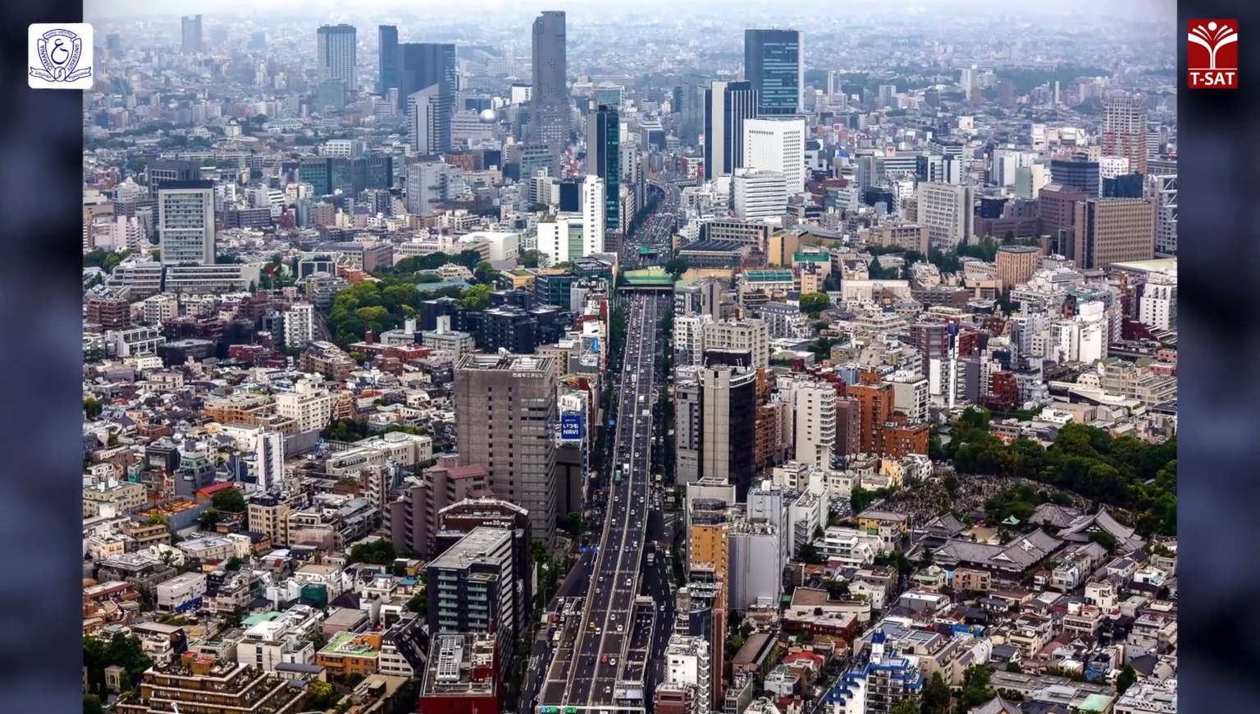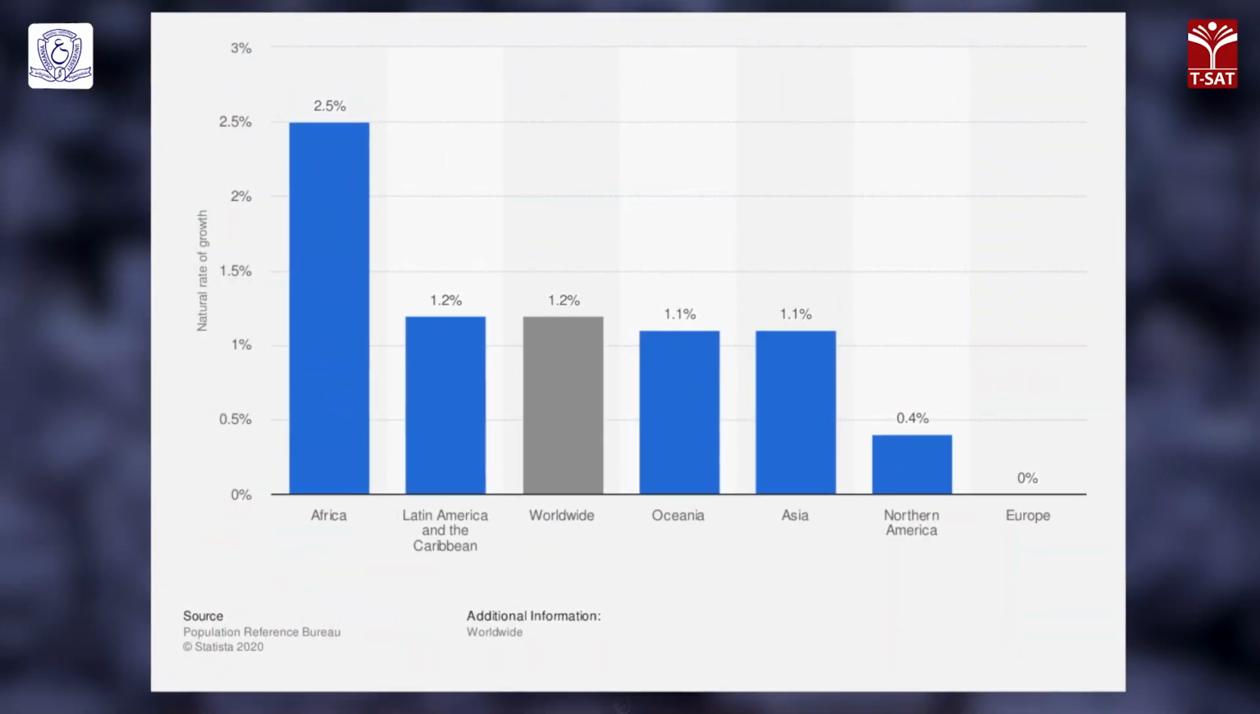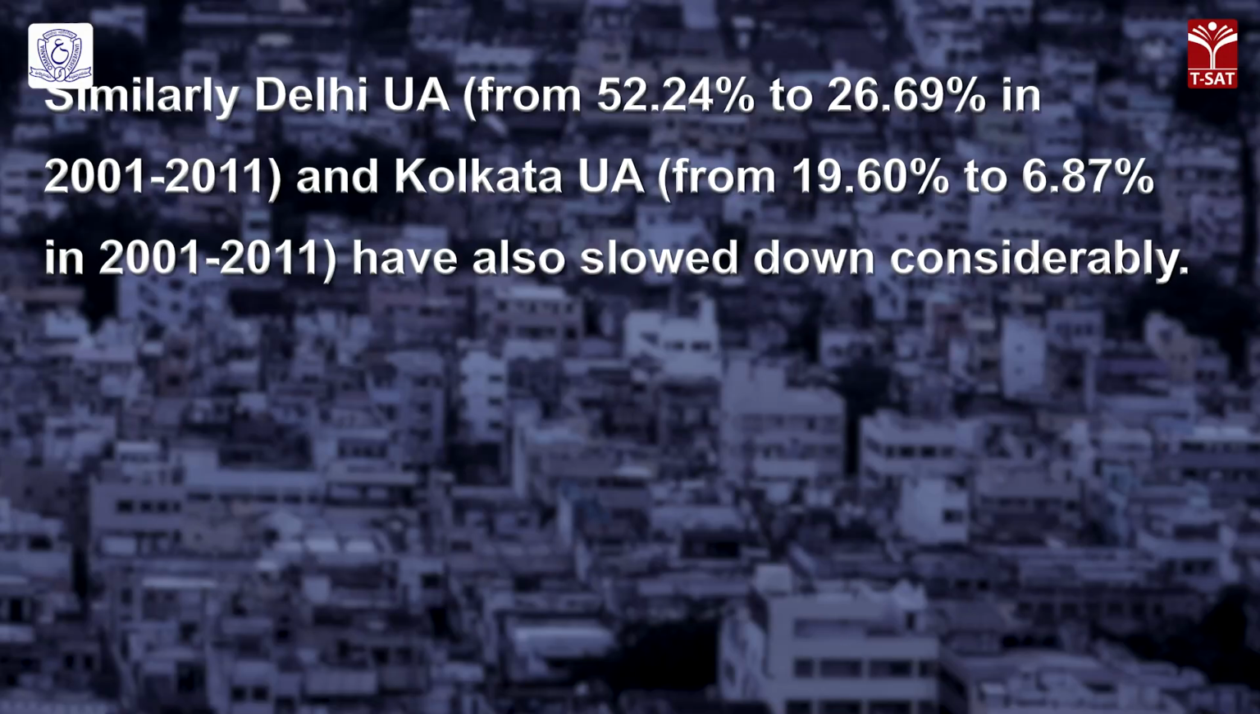The growth in population in the megacities has slowed down considerably during the last decade. Greater Mumbai urban agglomeration, which witnessed 30.47% growth in the population during 1991-2001, has recorded 12.05% during 2001 to 2011. Similarly, Delhi urban agglomeration has gone from 52.24% to 26.69% between 2001 and 2011, and Kolkata urban agglomeration from 19.6% to 6.6% during 2001 to 2011, and thereby slowed down considerably.